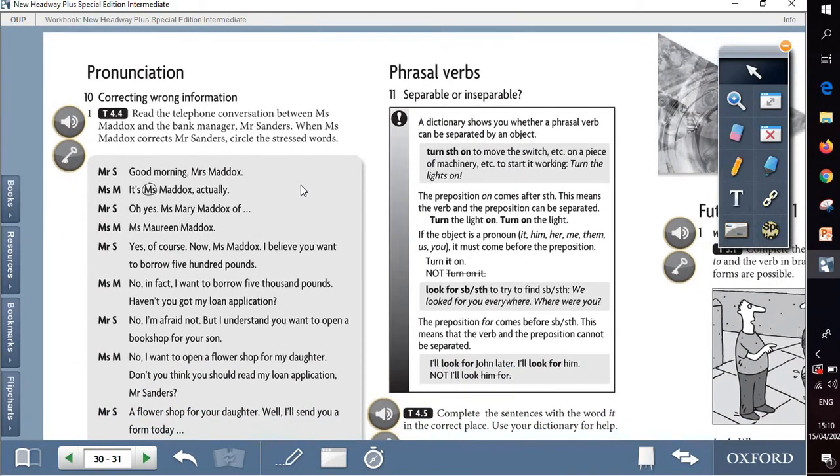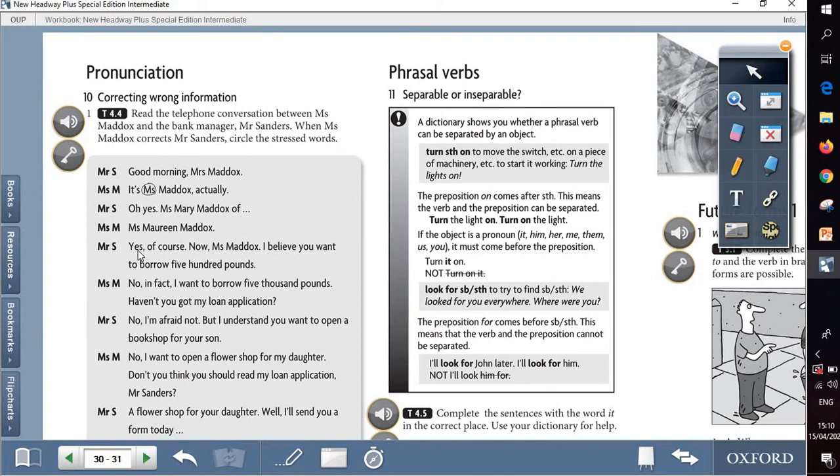Coming to the pronunciation part, it's about correcting wrong information. Here is a conversation between Miss Maddox and a bank manager, Mr. Sanders. As an explanation, Mr. Sanders keeps making mistakes while speaking to Miss Maddox, and she is trying to correct his mistakes by putting stress on the corrected information. So we are going to read the conversation, and whenever Miss Maddox corrects the mistakes, we are going to highlight or underline the corrected information.